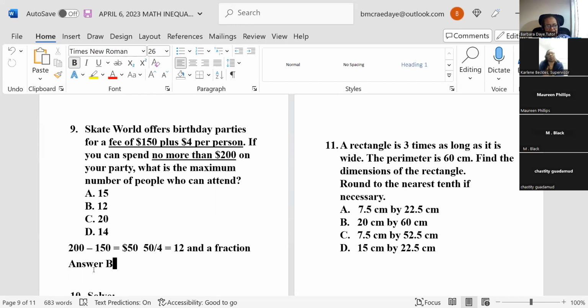Yeah, $4 a person. You've got $50 to work with. You can only have 12, because the maximum is 12. You could have under 12 and have money left over, but you certainly can't have 13, because 13 would be $52, and you only have $50.